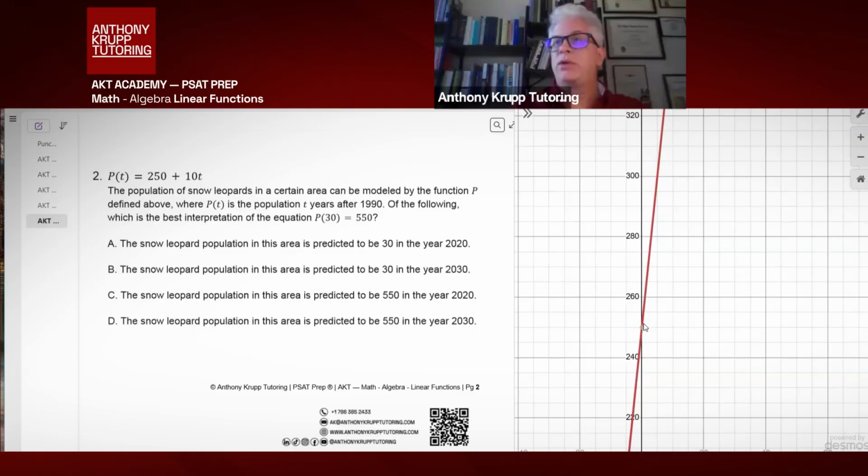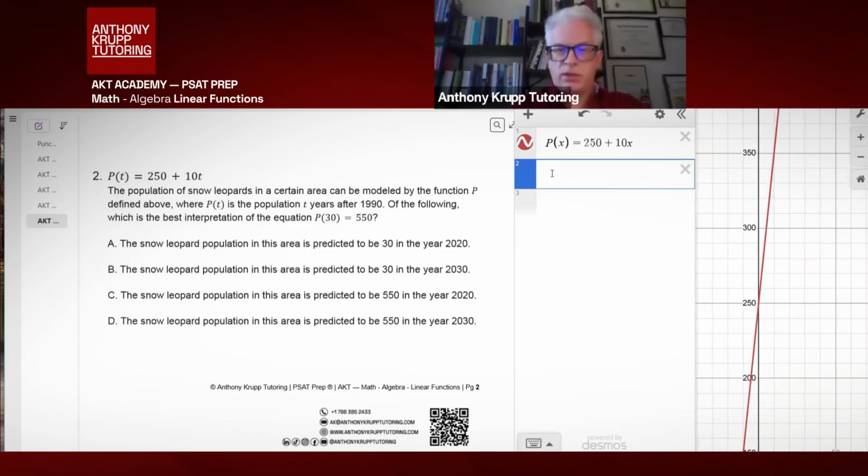By the way, if we click here, do you see the 0, 250, right? Well, that's clearly the y-intercept. And then the 10t is talking about for every year that passes, our slope is 10. So when they want to know what is P of 30 equals 550, let's just take a look at that. By the way, P of 30 does equal 550.